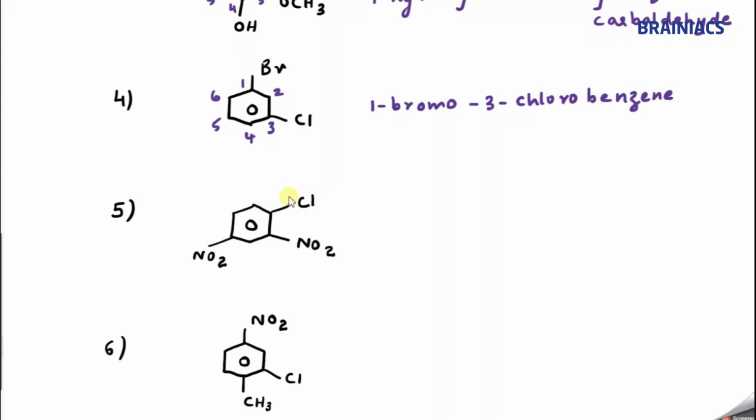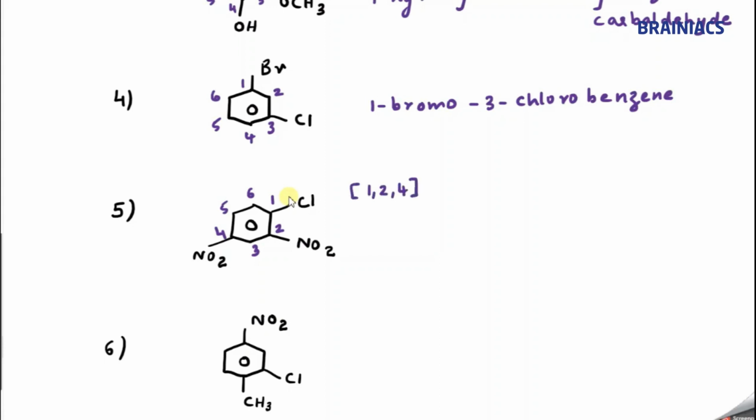Now what about the next one? Three substituents are present. So nitro and chloro. So we cannot consider alphabetical order. We need to do the other one. So whenever three substituents are there, try to give the lowest possible locant. So let's start with here 1, 2, 3, 4, 5, 6. Is there any other way we can go? No, this is the lowest possible one. You can try it out. So 1, 2, 4.